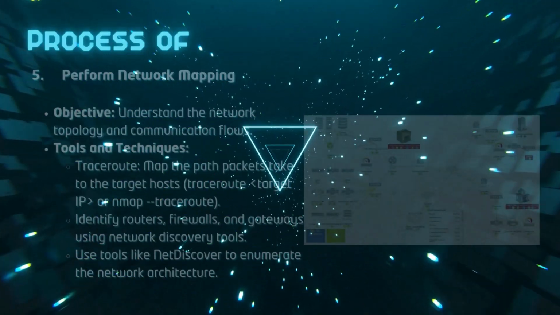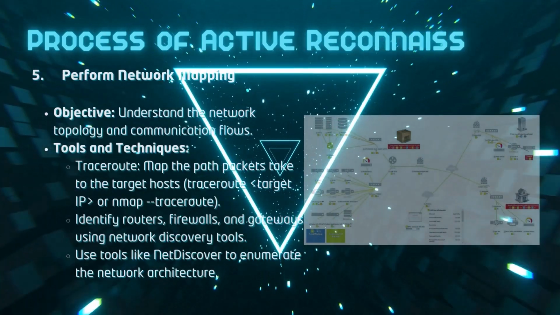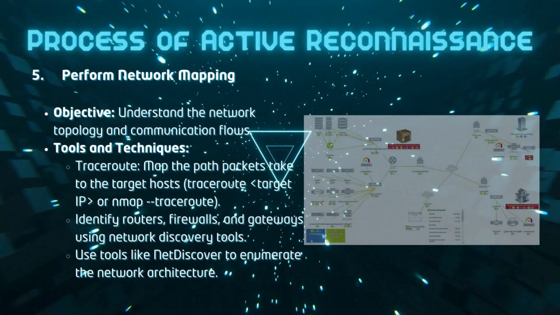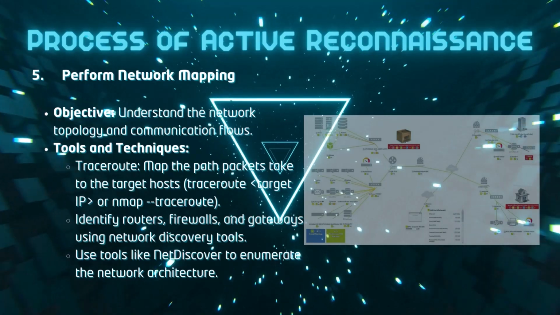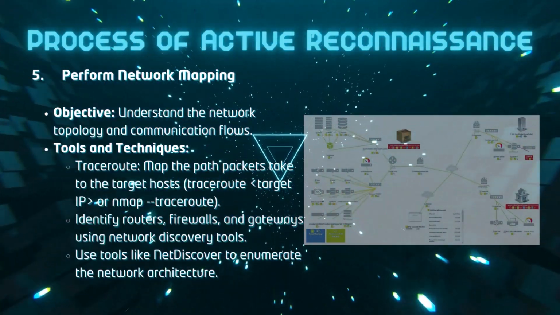Network mapping provides pen testers an overview of a target's infrastructure. This allows for a good understanding of the network layout, connections, and relationships within a network. Network mapping can identify devices, their roles, and the paths data takes between them.